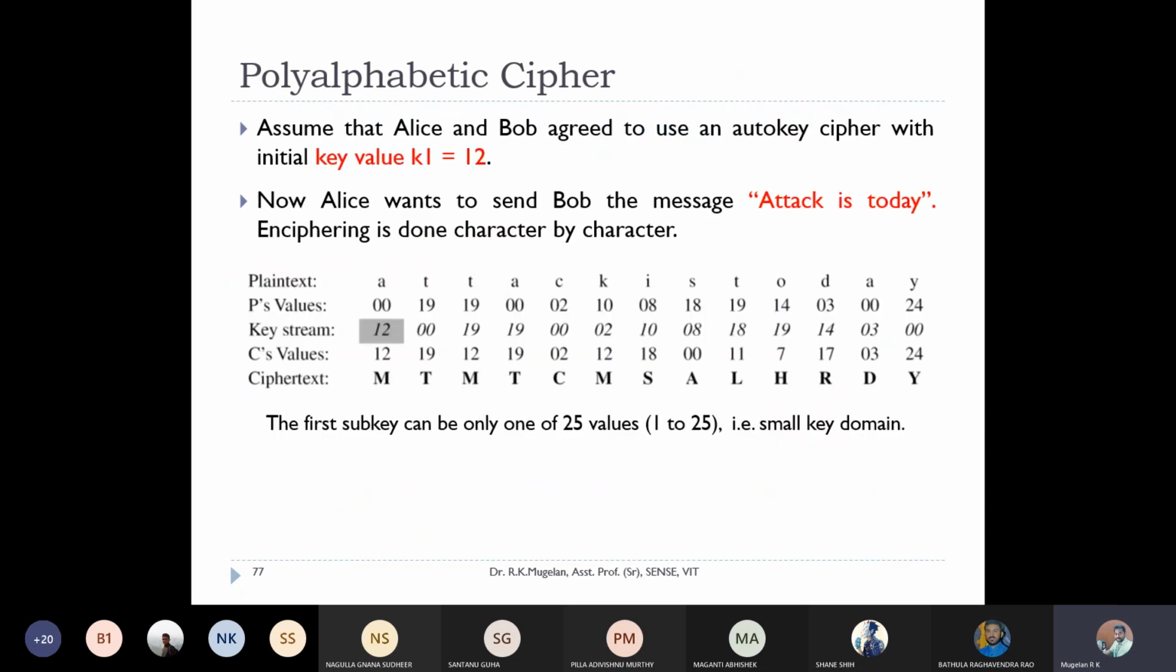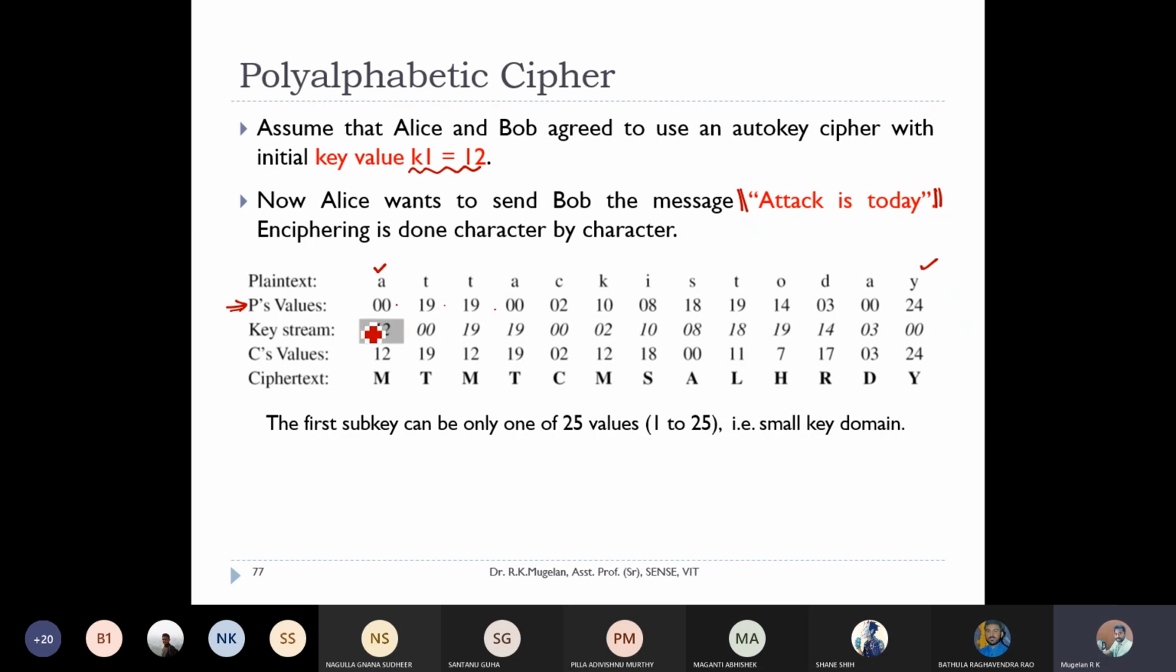Assume that Alice and Bob are going to use the autokey cipher to transmit and receive a message, and they have the initial key value K1 to be 12. Now the message is attack is today. They wrote the plain text like this, attack is today, and the respective positional values are 0, 19, 19, 0, 2, 10, and so on up to 24. This is the general alphabetic position from A to Z, giving a number from 0 to 25.